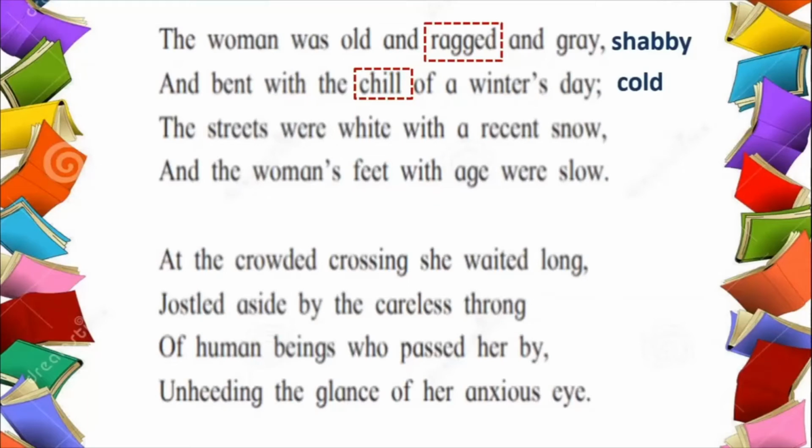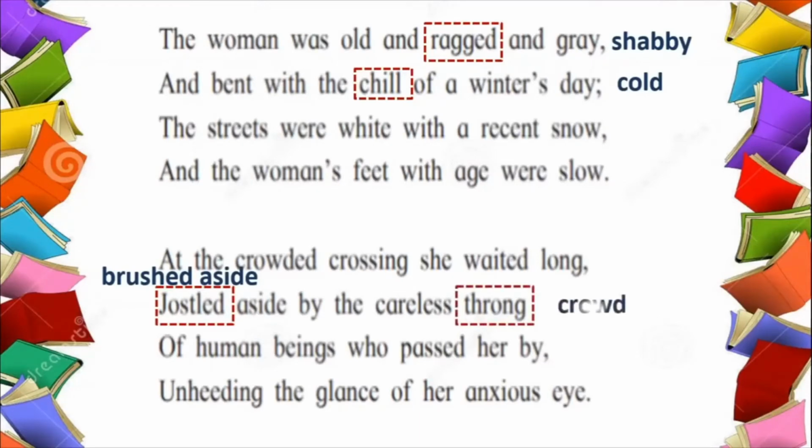At the crowded crossing, she waited long. Now she waited because she wanted to cross the road, but the place was very crowded, jostled aside by the careless throng of human beings who passed by her, unheeding the glance of her anxious eye. So she was waiting at a place which was very crowded and people were jostling her aside. So here jostling means they were brushing her aside. So they were not bothered about her. Who was brushing her aside? The people in the careless throng. Throng means crowd. So there were a lot of people moving around on the streets and no one was bothered about this poor lady who was somebody's mother. Of human beings who passed by her, unheeding the glance of her anxious eyes.